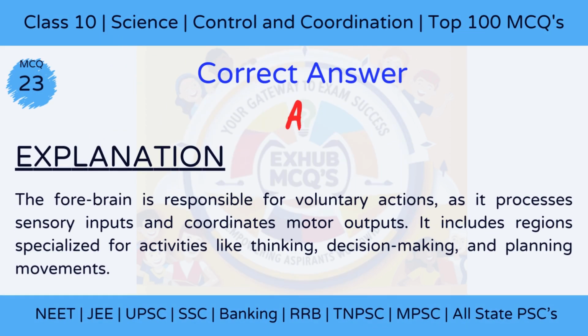The correct answer is option A, forebrain. Explanation: the forebrain is responsible for voluntary actions as it processes sensory inputs and coordinates motor outputs. It includes regions specialized for activities like thinking, decision-making, and planning movements.